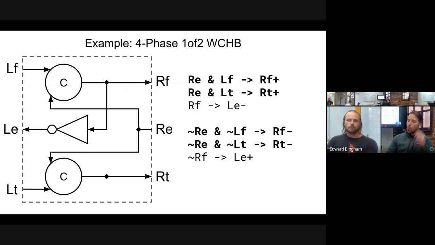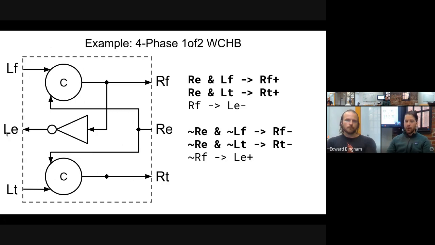So when we add this request line, it's going to look very similar to our original WCHB circuit. We're going to have an input request rail, LF or LT. They're mutually exclusive. That's guaranteed by the encoding. They're each going to be passed into a C element, either one down here or one up here, which has the same handshake dictated by the enable on the output. So we don't want to send either output request until the enable on the output is ready.